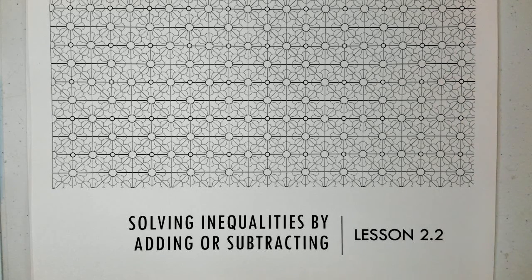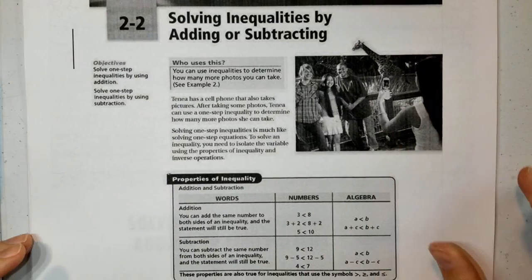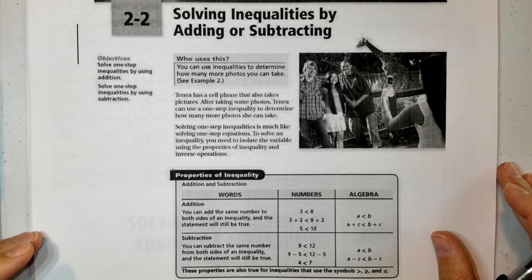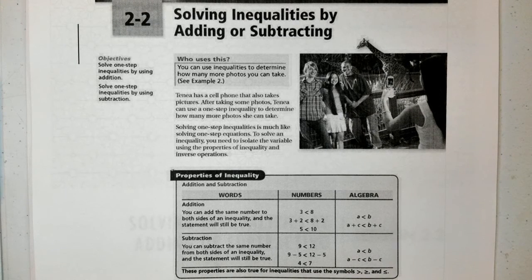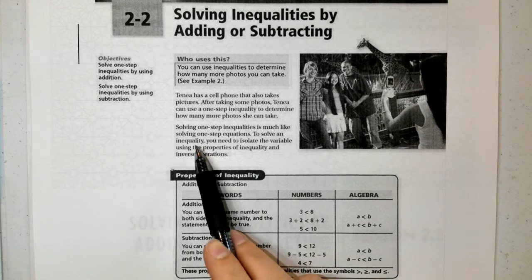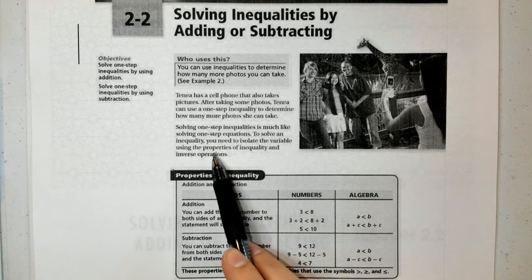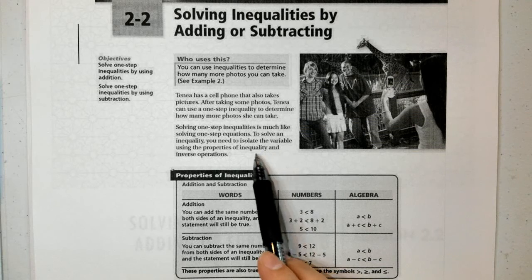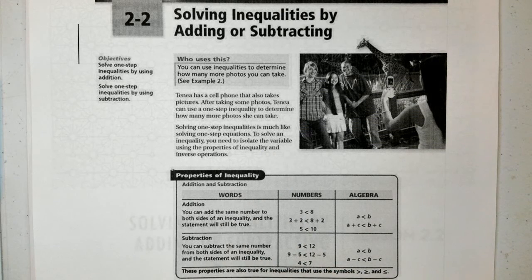Lesson 2.2 is on solving inequalities by adding or subtracting. In this lesson, we are going to be solving one-step inequalities, and it's very similar to solving one-step equations. To solve an inequality, you need to isolate the variable using the properties of inequality and inverse operations.